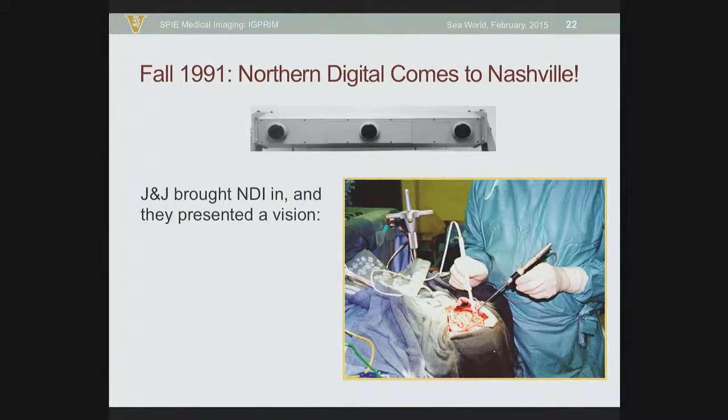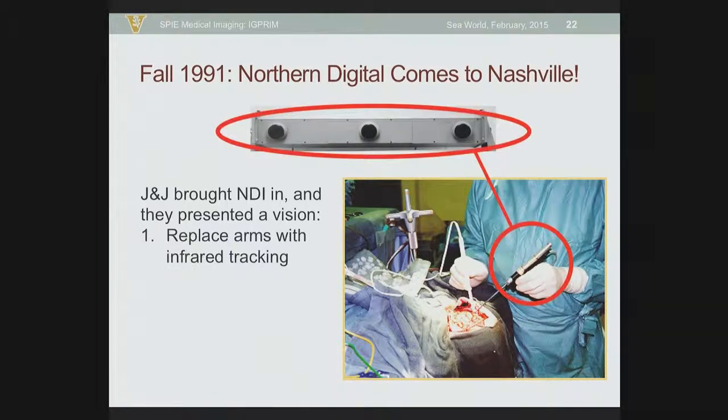Well, in 1991, things changed. Northern Digital comes to Nashville. What happened was the project director at Johnson & Johnson decided he wanted to look at things other than arms. And he went up to Waterloo and he talked to these people, and he thought what they were doing might be the solution. So they came down into the neurosurgery conference room and they had a vision. They said, don't use the arm, replace it with this light little thing here, which will be tracked here.